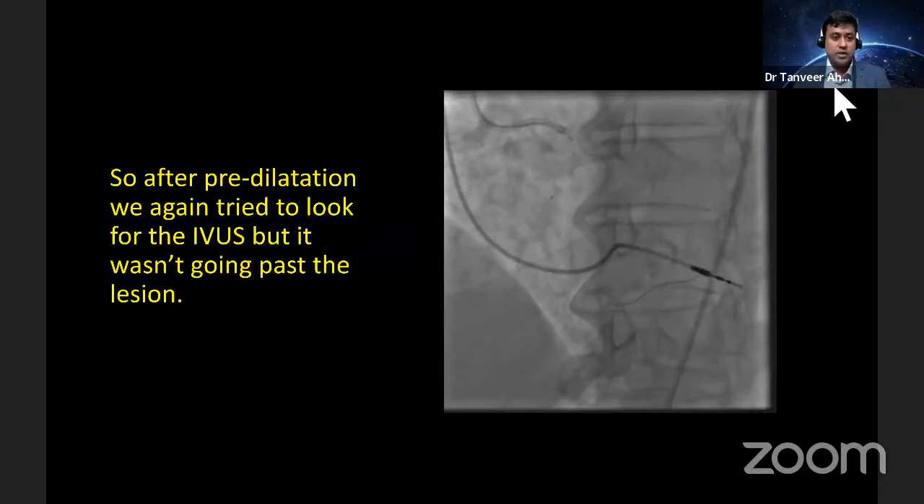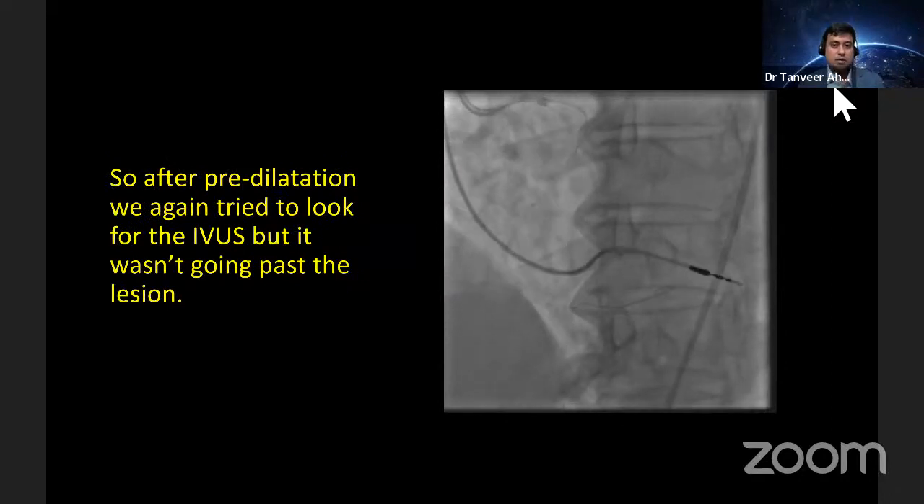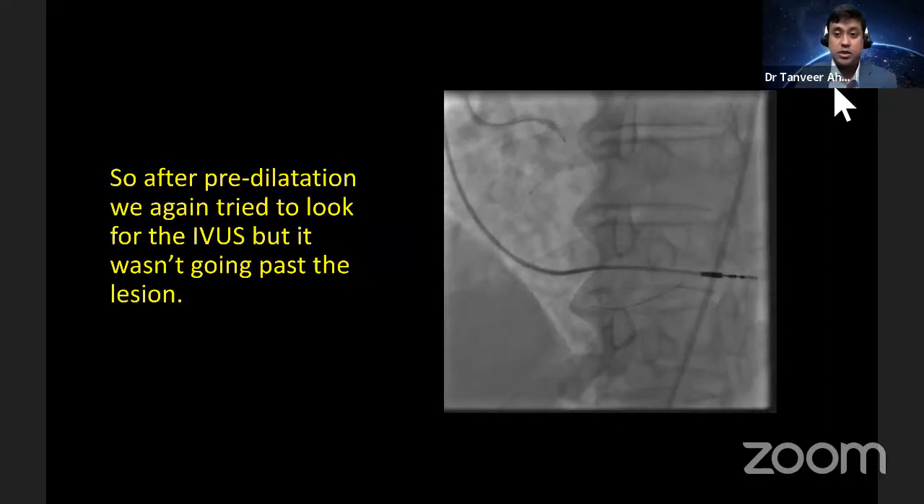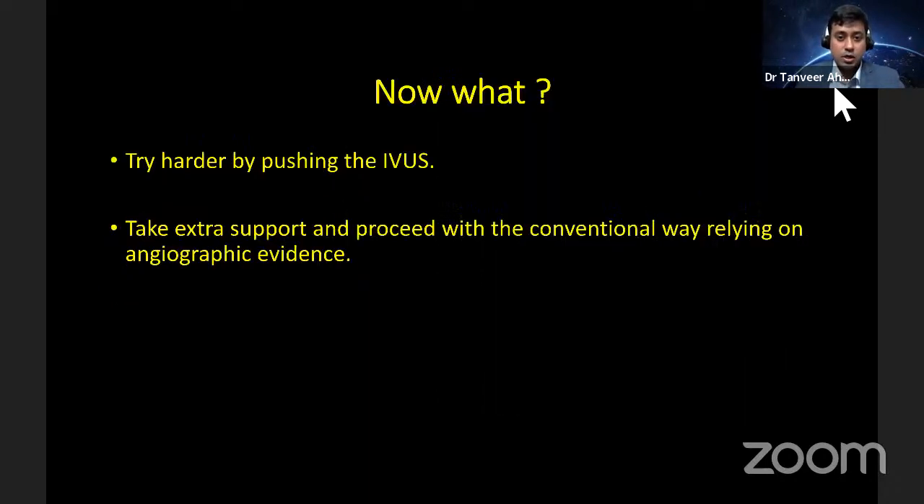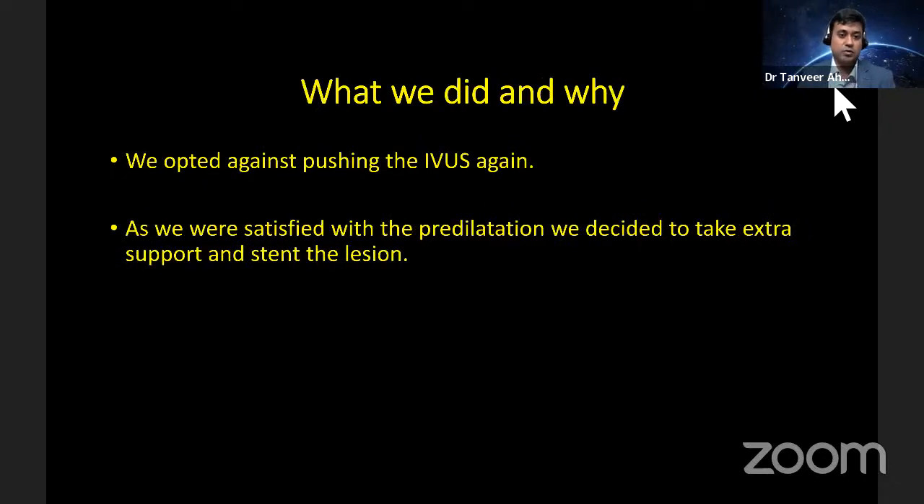After we did the predilatation, we again tried to image the vessel, but again we faced the same problem. So what now? Try harder with IVUS, or go the conventional way, the old school of thought, the angiographic view with ballooning and stenting the lesion. The IVUS catheters, the 60 megahertz, are actually quite fragile, and we have had a few experiences of them breaking down or getting stuck in the vessel. So we opted against pushing the IVUS. We were satisfied with the initial predilatation.